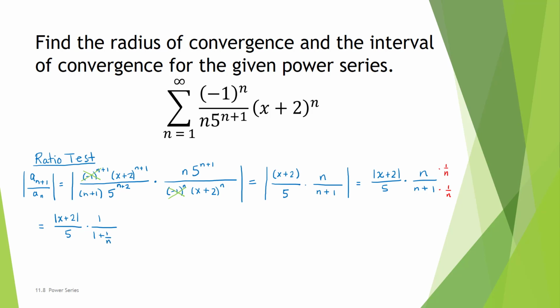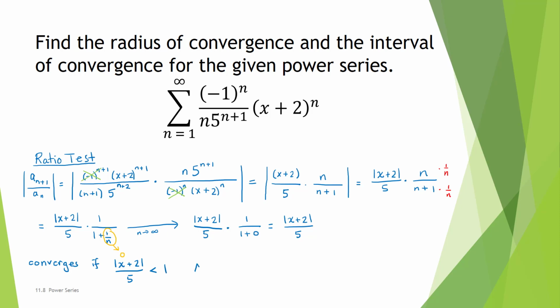As n approaches infinity, the fraction 1 over n approaches 0. And so our limit altogether, as n approaches infinity, is the absolute value of x plus 2 divided by 5 times 1 divided by 1 plus 0, which of course is just the absolute value of x plus 2 divided by 5. Now the ratio test tells us that our series converges if that limit we just got is less than 1. And our series diverges if that absolute value is greater than 1.